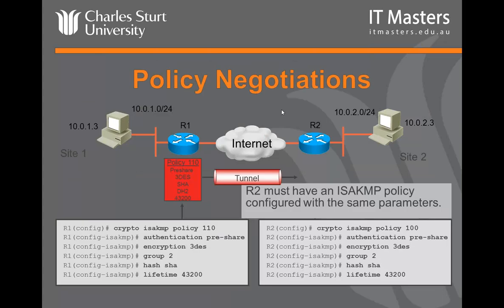So policy negotiations. We've got crypto ISAKMP policy 110, authentication pre-share, triple DES, group 2, hash SHA, lifetime 43200. Router 2 must have an ISAKMP policy configured with the same parameters. As I made comment before, this number's not important. Notice how this one's 100 and this one's 110, but it'll still work because the actual contents of that policy are the same. This allows you to connect to multiple different VPN partners using the same ISAKMP policy without the numbers having to be the same. Because if the numbers had to be the same, that would be a little bit limiting.